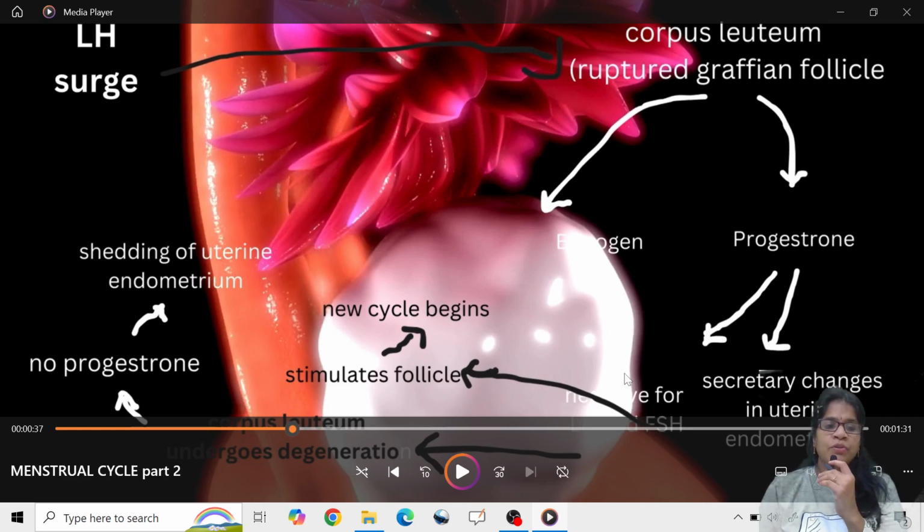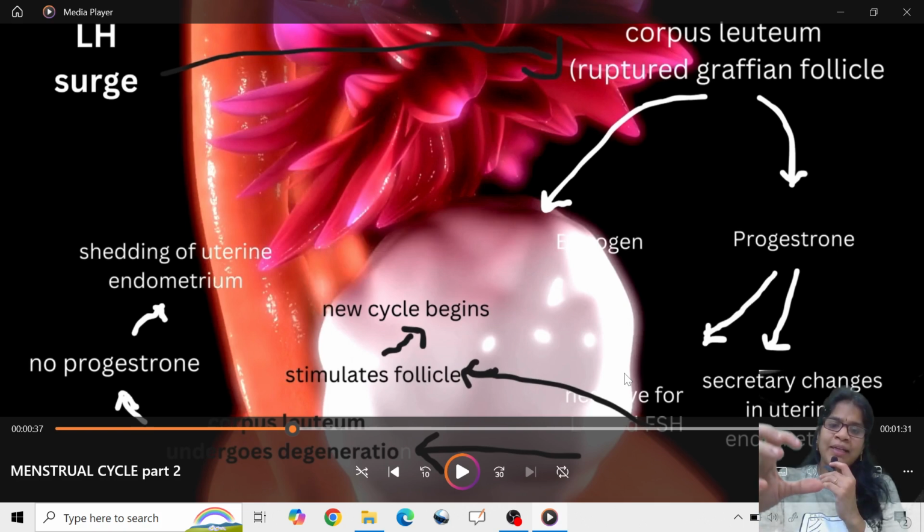This particular progesterone now, the corpus luteum that is the already ruptured Graafian follicle now undergoes a degeneration program. Why does it need to degenerate now? Because there is no LH coming down, so the corpus luteum is also getting degenerated. When the corpus luteum is getting degenerated, will there be any progesterone? No, because the corpus luteum itself is producing the progesterone.